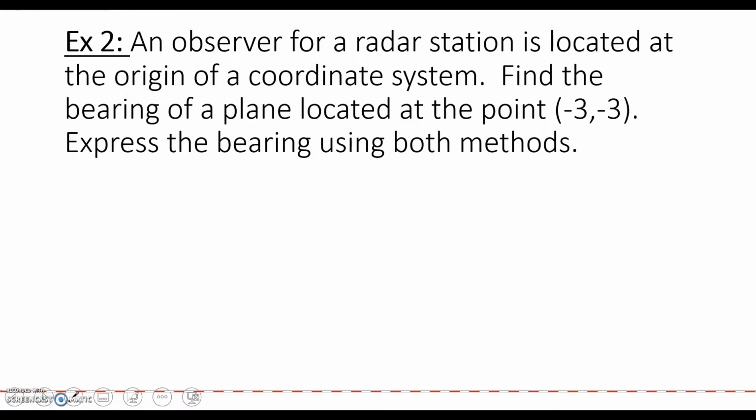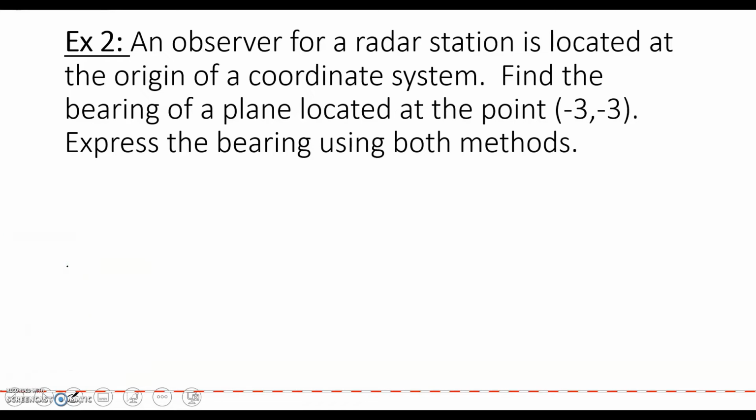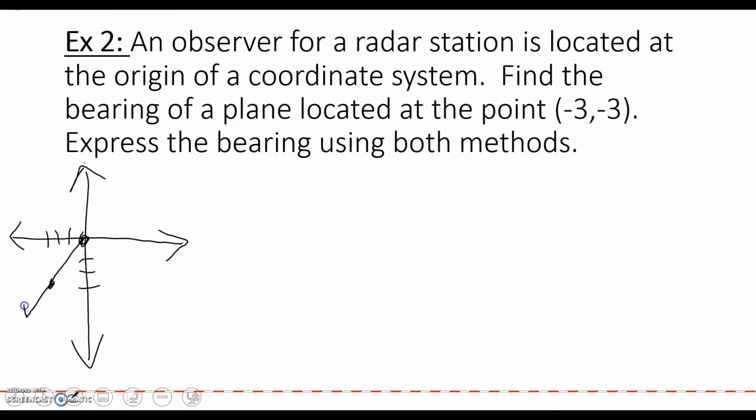Example 2, an observer for a radar station is located at the origin of a coordinate system. Find the bearing of a plane located at the point -3, -3. All right, so this is just like the last problem, except this time I'm going to sketch a coordinate system. The observer is at the origin just like before, but this time the plane is at the point -3, -3, which is here. So our plane is on this line here. And so what we need to find is, what is this angle? Either this angle or this angle, either one, it doesn't matter.